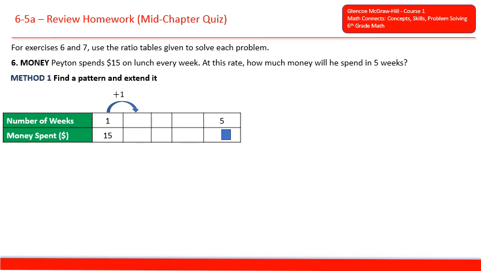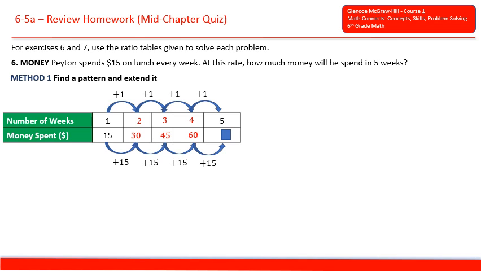So if we add 1 week, we get 2 weeks. We have to add $15 because it's $15 every week. So that gives us 30. If we add another week, we get 3 weeks. We add $15, 45. Add a 4th week, we add another $15, we get 60. And if we add a 5th week, which is already given in the table, we add another $15 and we get $75.